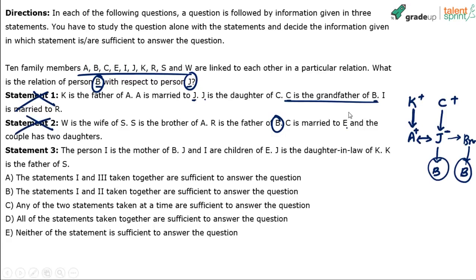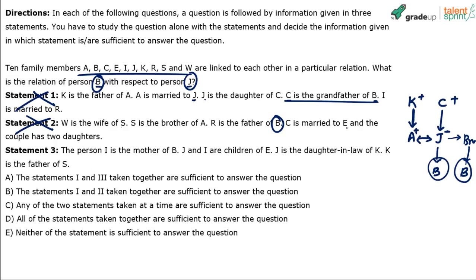Why did we try statement 1? Because both B and J were mentioned. So there was a chance that we could establish the relationship. However, we could not do it because it was still incomplete information. In case of statement 2, just by looking at the data itself, we can say it's incomplete. So that way you can save your precious time. You don't have to draw the family tree again. So 1 is not sufficient, 2 is not sufficient.